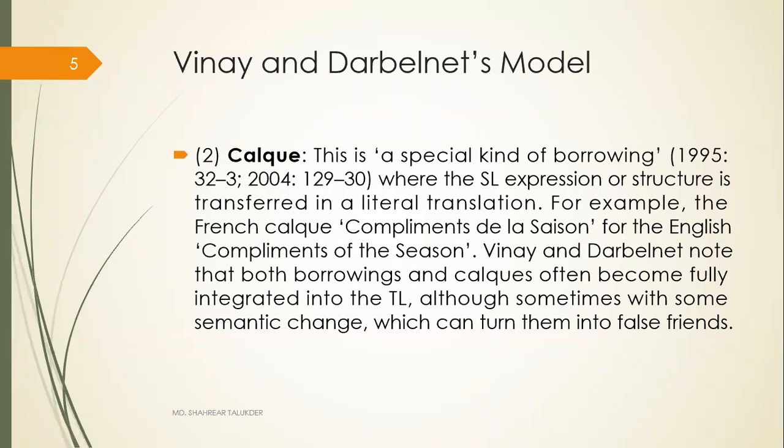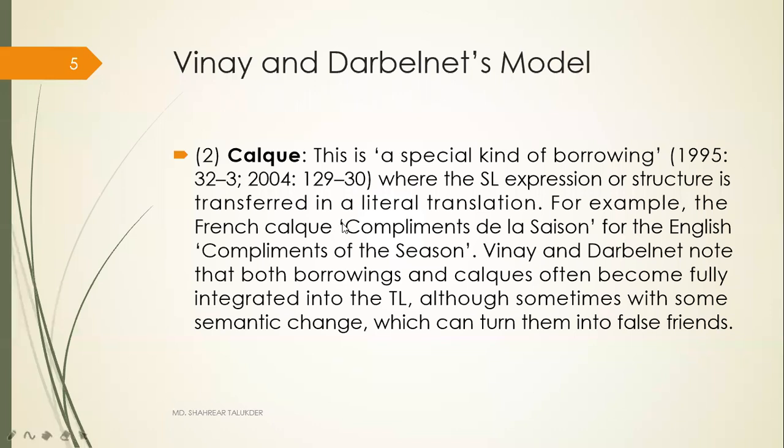Now, Vinay and Darbelnet note that both borrowings and calques often become fully integrated into the target language, although sometimes with some semantic change, which can turn them into false friends. Sometimes we use procedures like borrowing and calque because we want to bridge the semantic gap between the target text and the source text. But what happens sometimes is that this semantic gap is not bridged. Rather, there is a gap and a change of meaning. Because of these semantic changes, we call them false friends, because our purpose was to bridge the gap, but that purpose wasn't served by employing these two strategies, borrowing and calque. The semantic gap still is there.